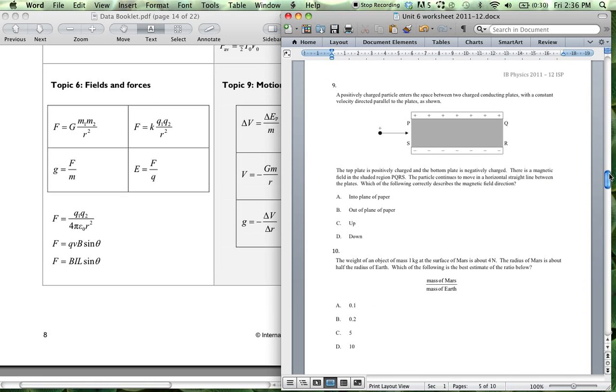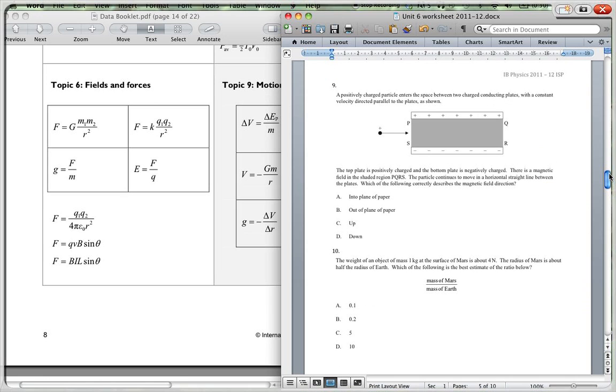Going to question 9. We have a positively charged particle that enters the space between two charged conducting plates with a constant velocity directed parallel to the plate. So we've got this positively charged particle that's going in like that. The top plate is positively charged and the bottom plate is negatively charged. There is a magnetic field in the shaded region PQRS. The particle continues to move in a horizontal straight line, as I've drawn between the plates. Which of the following correctly describes the magnetic field direction?